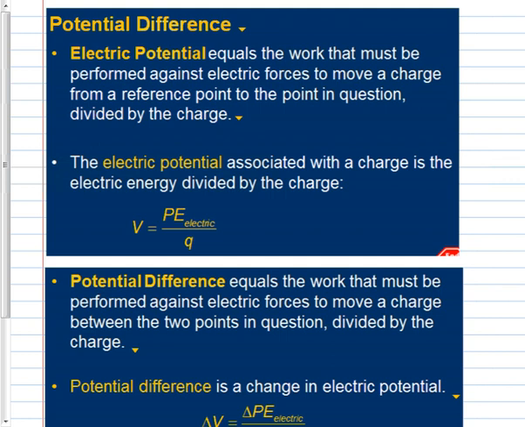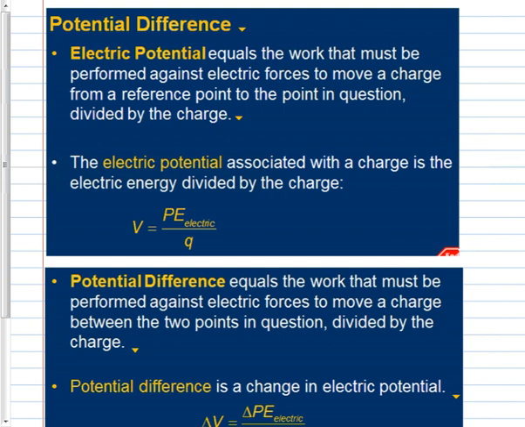Well, between any two positions in a field, whether it's an electric field or gravitational field, there is a change in potential energy between those positions. So that's what we're talking about here. Potential difference, the change in potential energy between two positions. Electric potential equals the work that must be performed against electric forces to move a charge from a reference point to some other point in question, divided by the charge. So I can change the potential energy if I take this charge and I move it from this point to that point. I have changed its electrical potential. And whatever work I do in doing that movement is how much electric potential I have given to it.